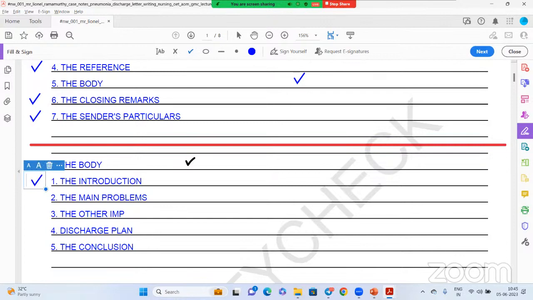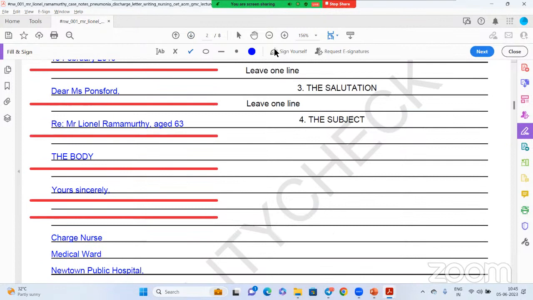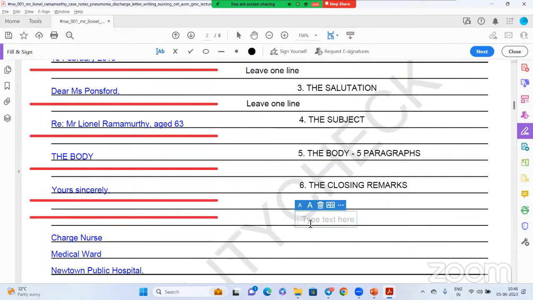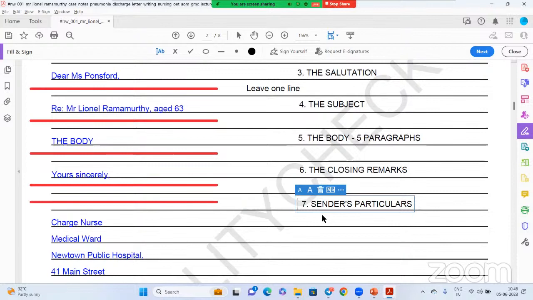We know the body is number 5. This body we are going to write in 5 paragraphs. Then number 6, the closing remarks. And 7th one is the address, the sender's particulars.